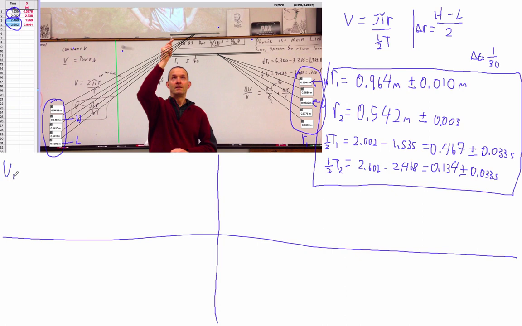Okay, so V1, let's calculate that here. That's just going to be pi R over half of the period, right? V1 is pi R1 over half of the period. Okay, are we ready for this? So it's going to be pi times 0.964, and then half of the period, the first period, is 0.467. Okay, so let's do this. Pi times 0.964 divided by 0.467. And I get 6.485.